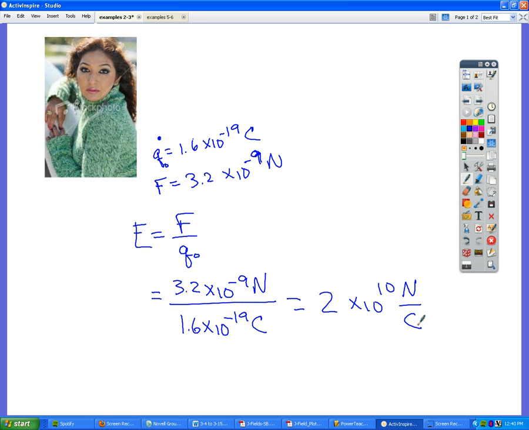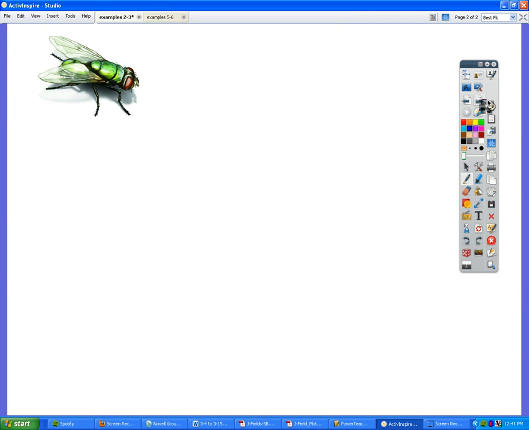For letter B, they want to know what will happen if Topeka now touches a conductor like a doorknob. Well, what she'll do is she will just ground herself, and there would be that spark that would go from one place to the other. So that is example number 3. Let's go ahead and go on to example number 4.